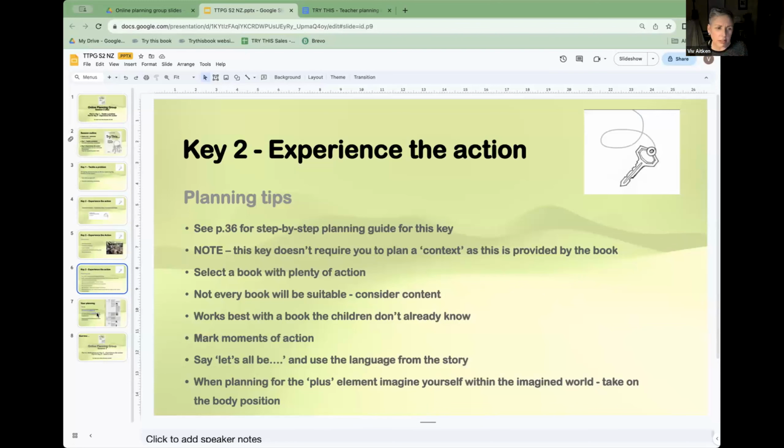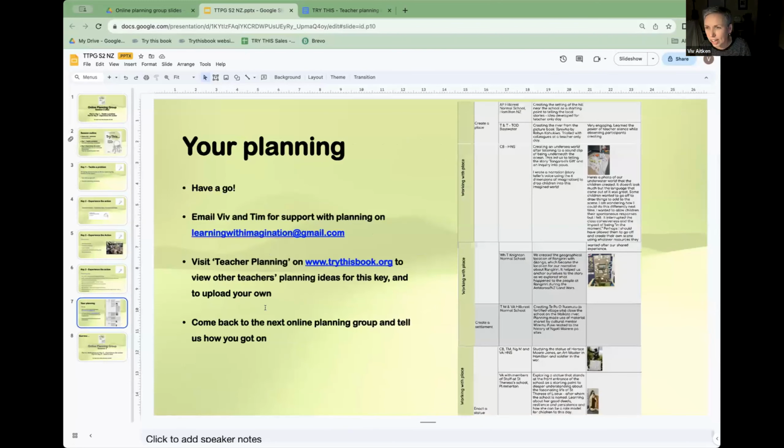Okay, so those are the steps to follow. And I don't know, do you feel like this might be one that you could have a go with? Did anybody bring books with them that they can see potential? Yeah, fantastic. So look forward to hearing how you get on.